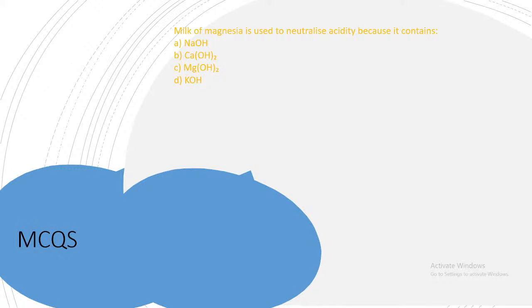Some of you are writing sodium hydroxide. Okay, option A. C is there, A is there. What about the rest? Okay, you should write only one option. The same person is writing two options, so think and write. One answer should be there.